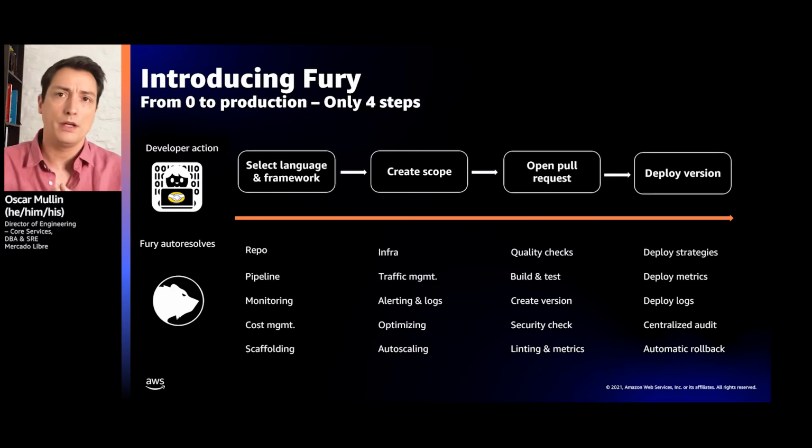For us, a scope is an auto-scaling group, for example. You just create that and Fury will automatically define which is the right infrastructure, how to handle traffic management, alerting, logs, optimizing, and so on. Then comes the complex part and also the fun part, which is writing the code.